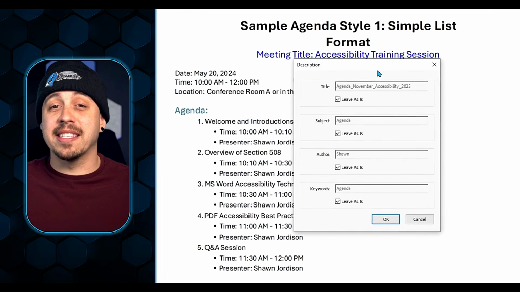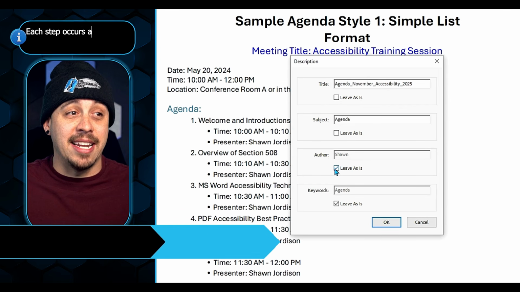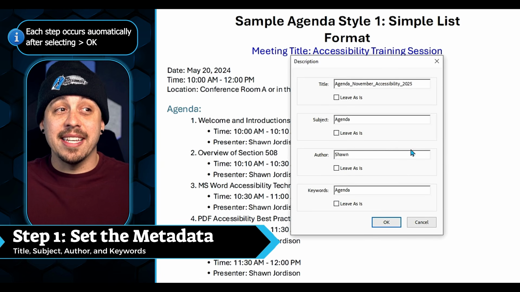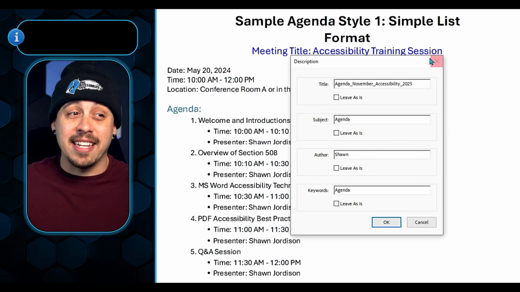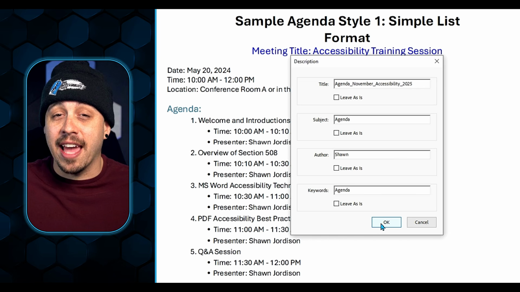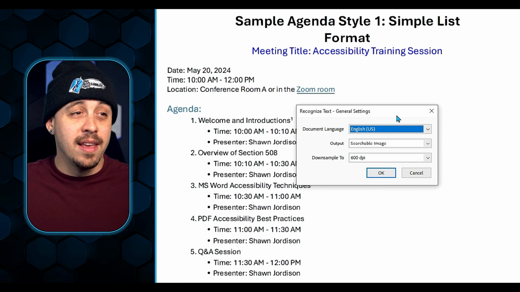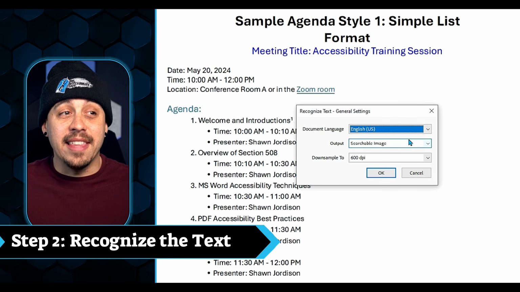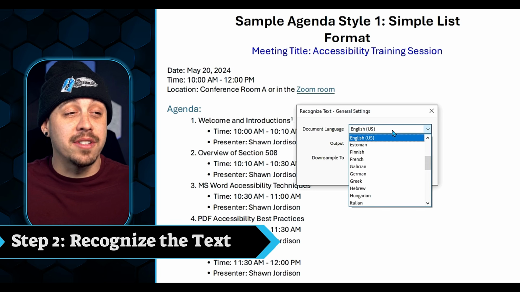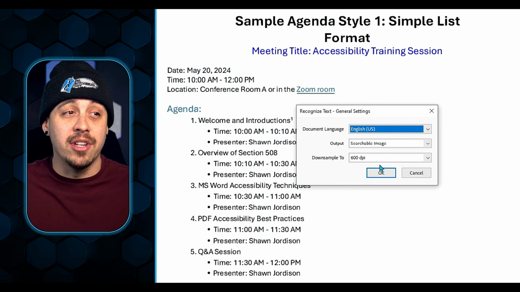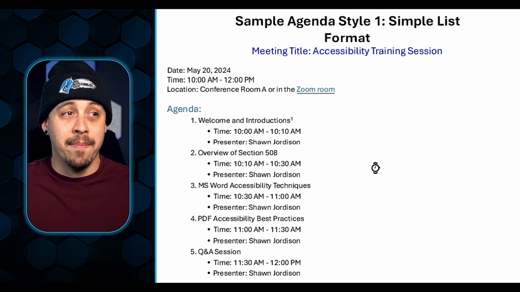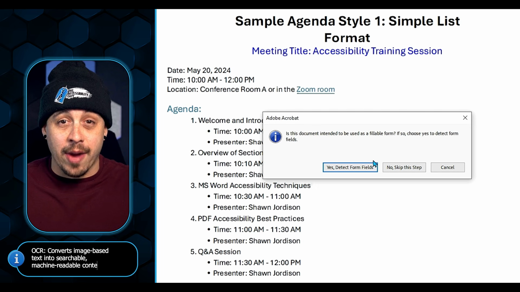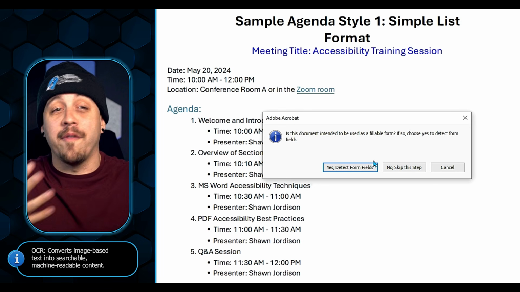And the first step that it's going to do is setting the metadata. That's our title, subject, author, and keywords. Now, in this example, everything is actually already set, so that's great. We don't have to change anything, and then we're gonna select OK. Next, it's going to have us recognize the text. We can leave the default settings unless your document contains something other than English, then select OK. And what it's going to do is perform OCR or optical character recognition, and it's going to pull all the text off of this image.